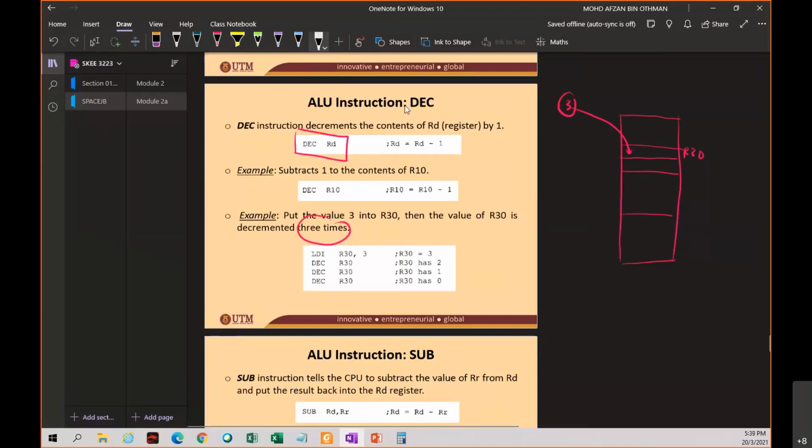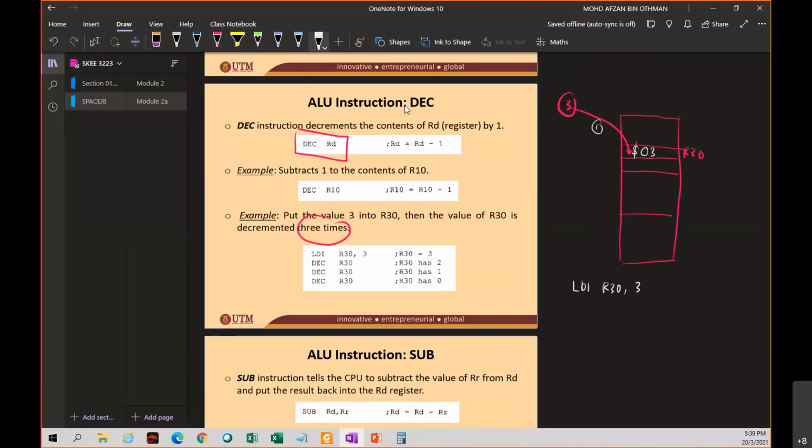Okay, the first step, since this is a value from outside, nak masuk ke R30, you're going to use the LDI lah. So LDI R30 with 3. Okay, masukkan 3 dalam R30, so automatic sini akan dapat 03.